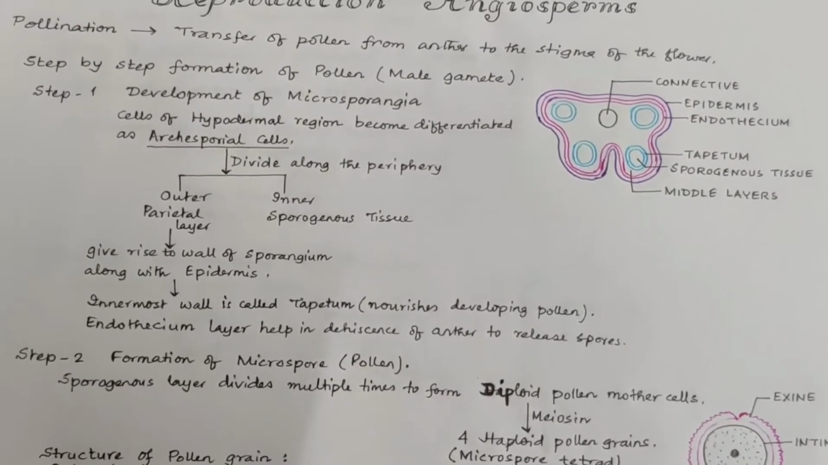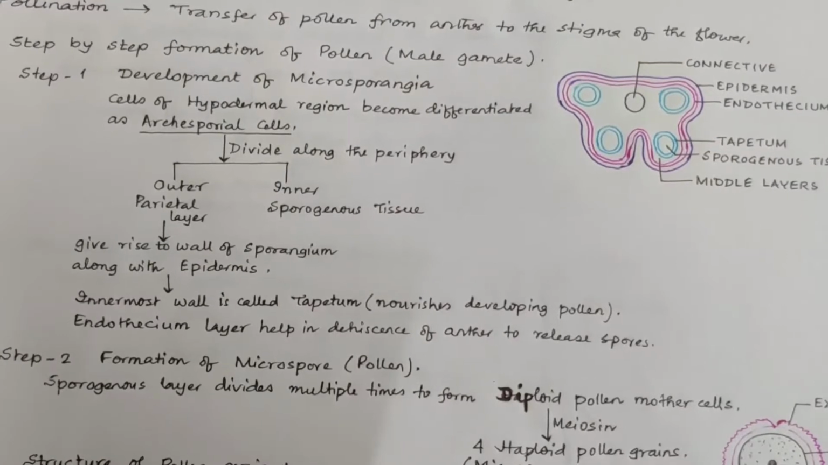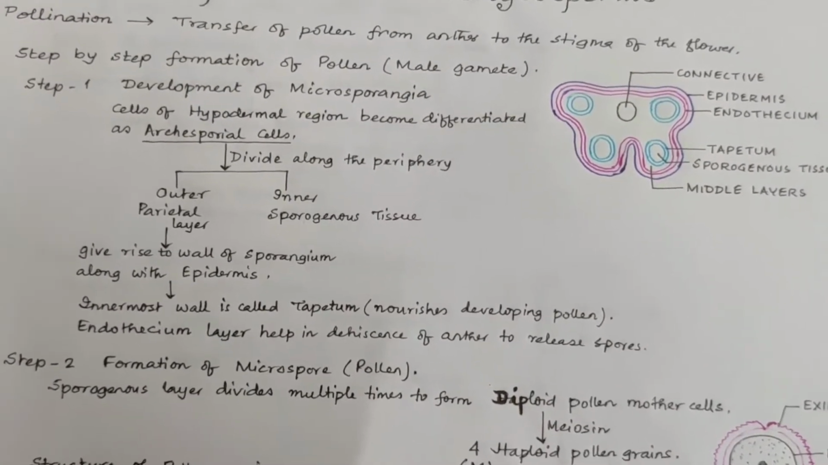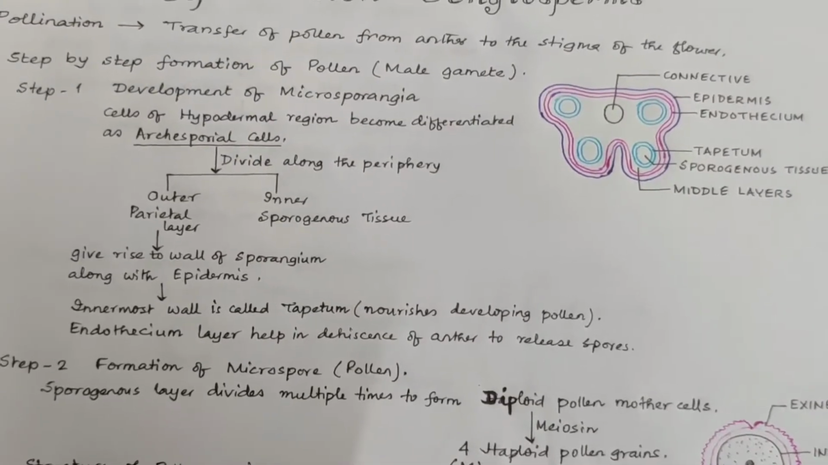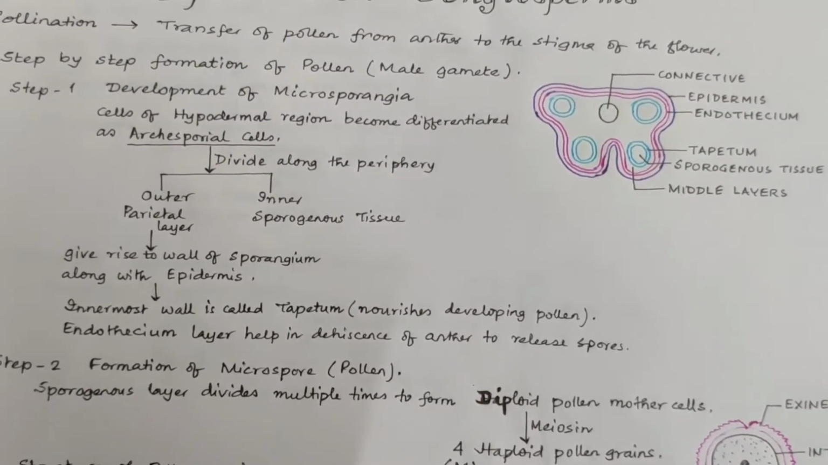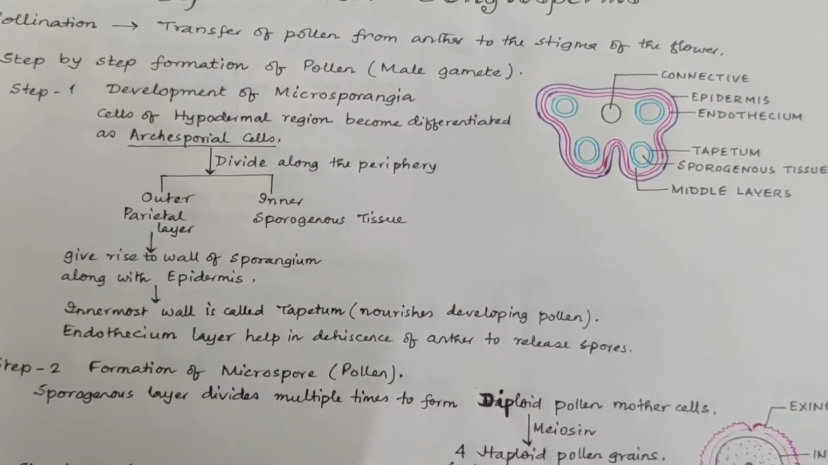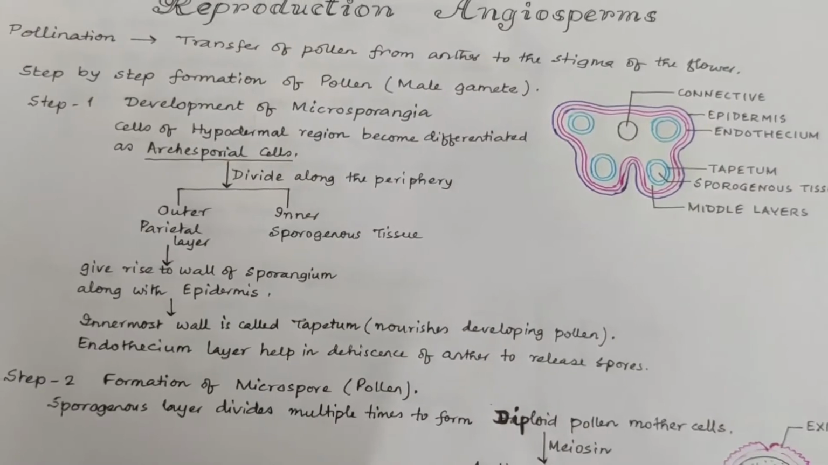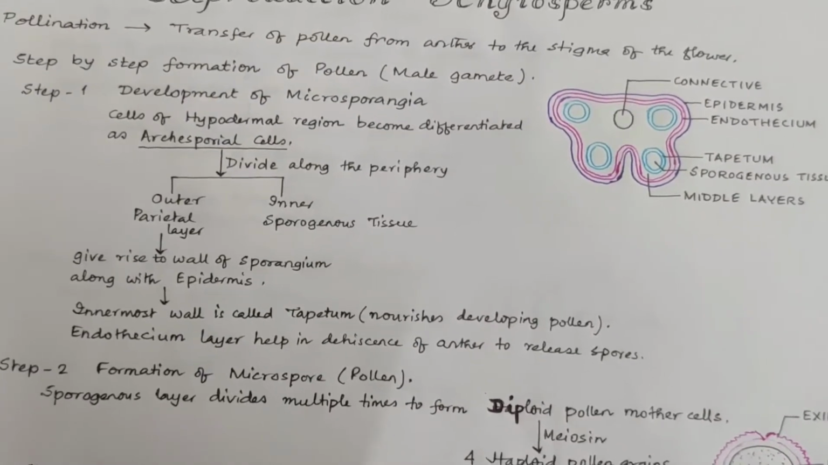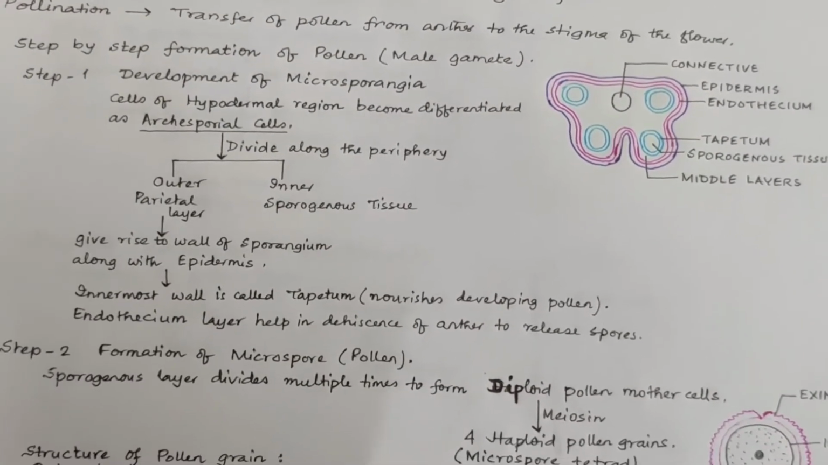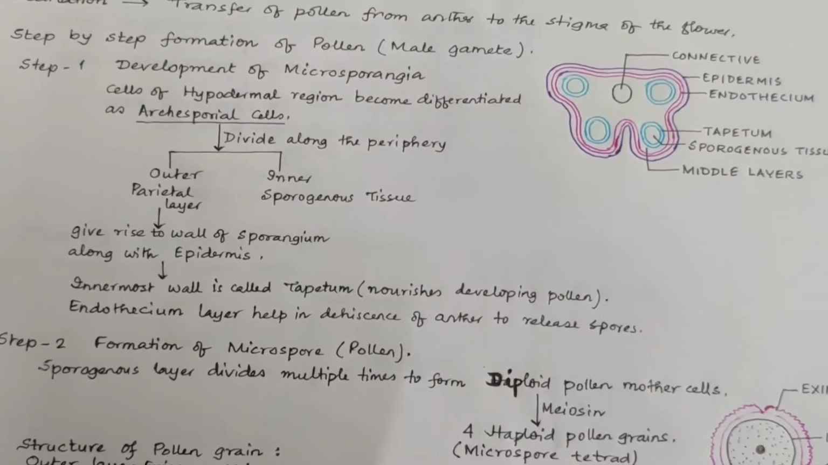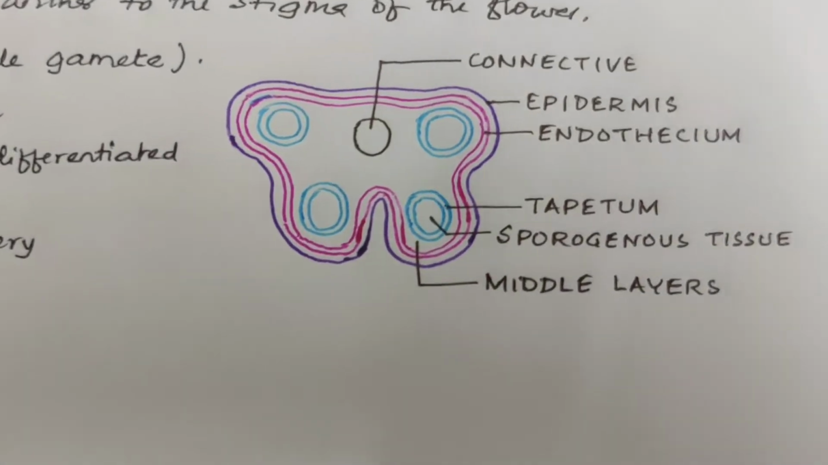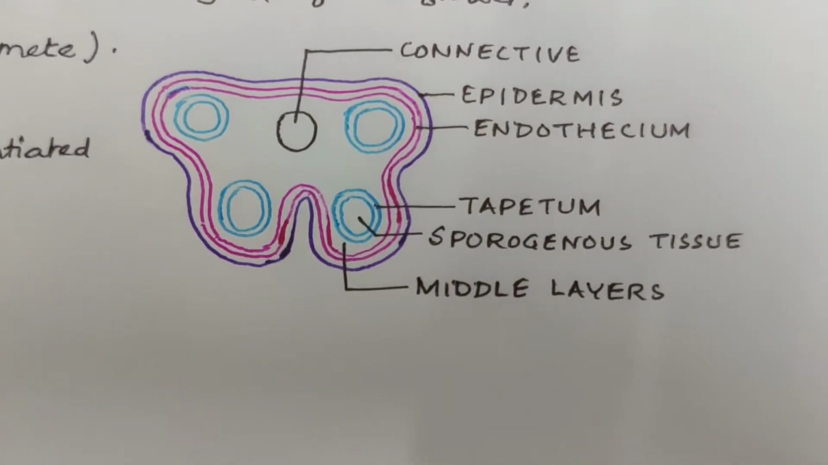In step 1 you can see the development of microsporangia, which are the cells of hypodermal region. They become differentiated as archisporial cells. The archisporial cells get further divided along the periphery to form outer parietal layer and inner sporogenous tissue. You can see the figure over here.